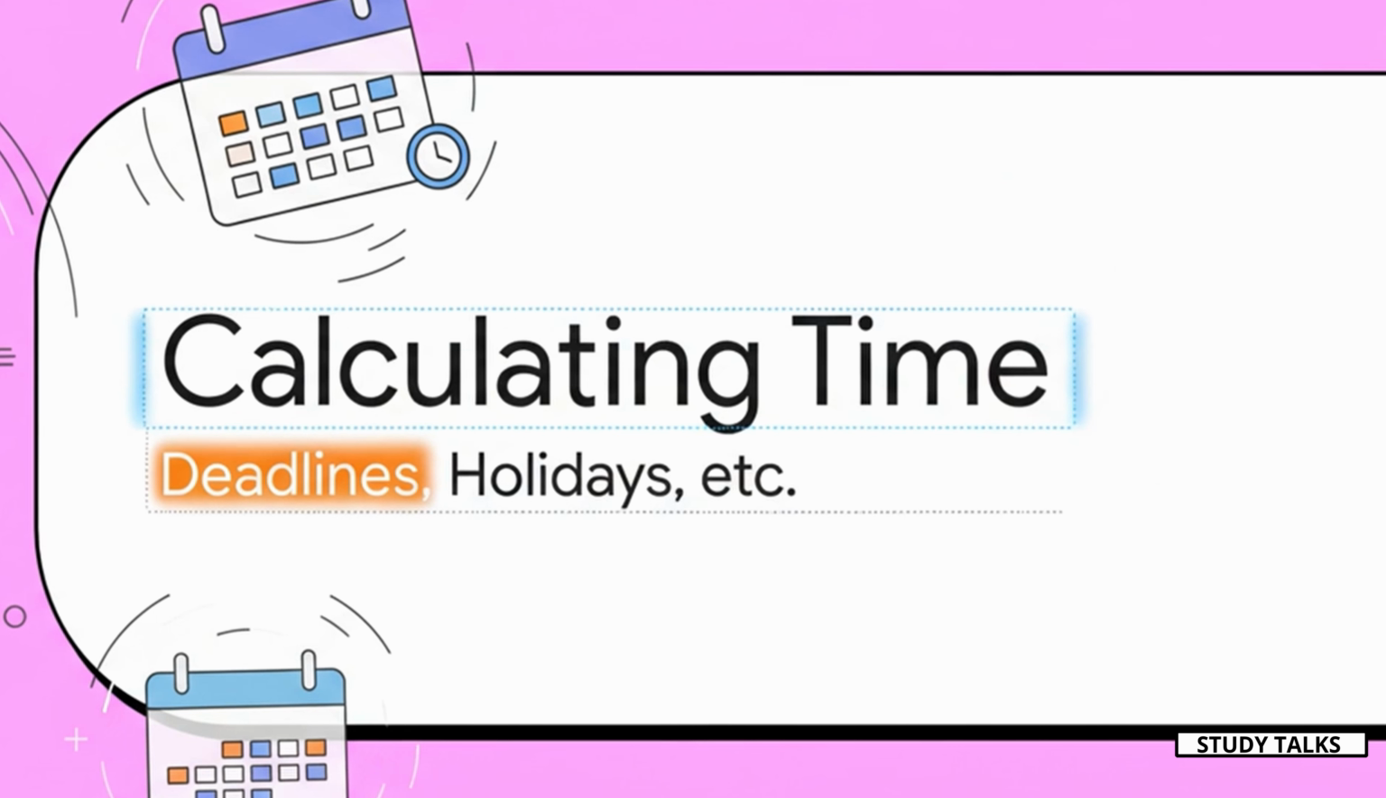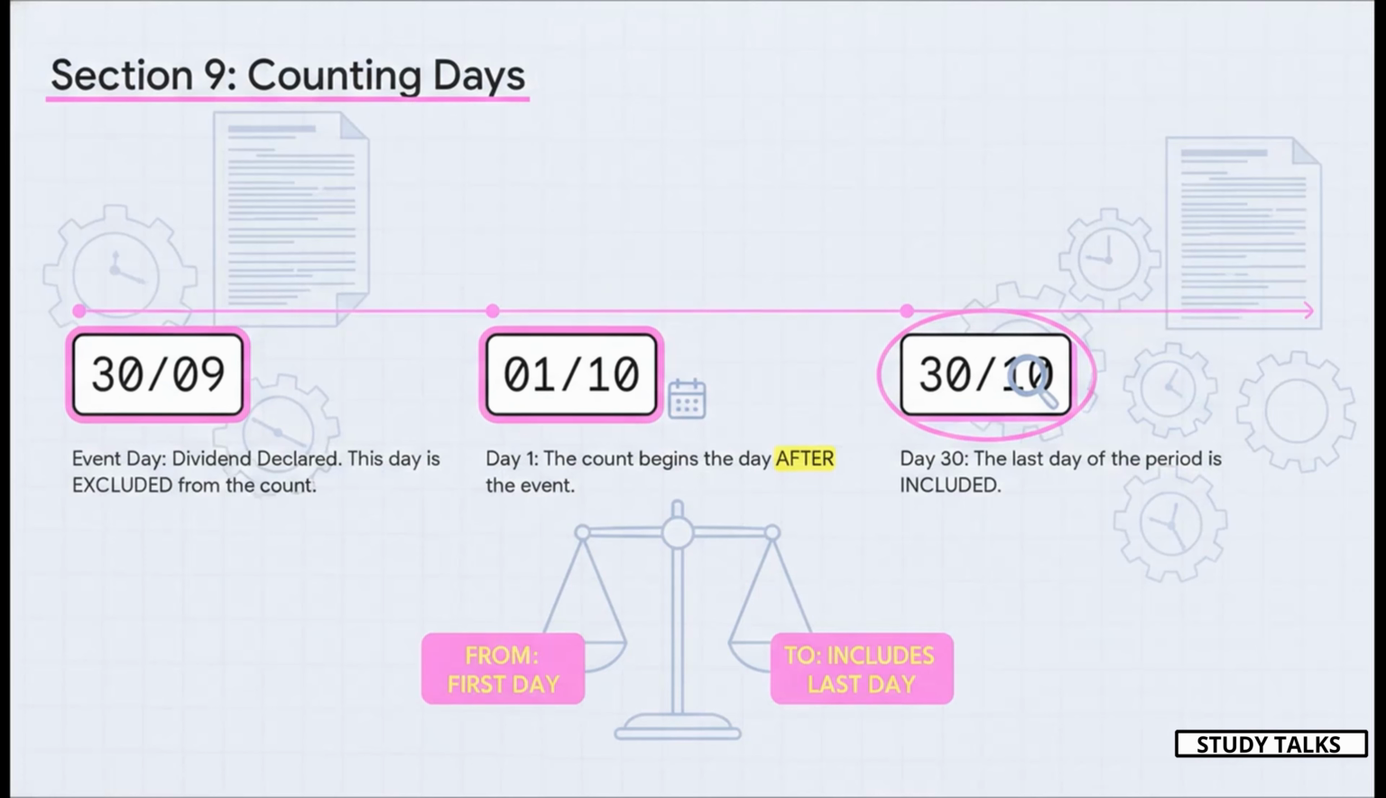This is where you'll find the answers to a lot of those problem-based questions on deadlines, dates, and time periods. Section 9 gives us a simple but vital rule for counting days. When a period is described as starting from a certain date, you exclude that first day. Your count begins the next day. So if a dividend is declared on September 30th and must be paid within 30 days from that declaration, day 1 of your count is October 1st. And that means day 30 is October 30th. Remember, the word from excludes the first day.